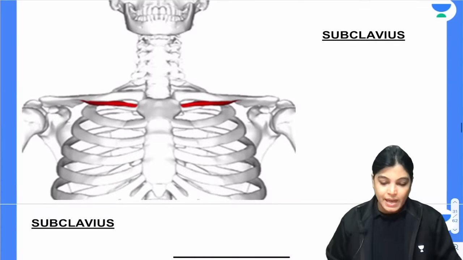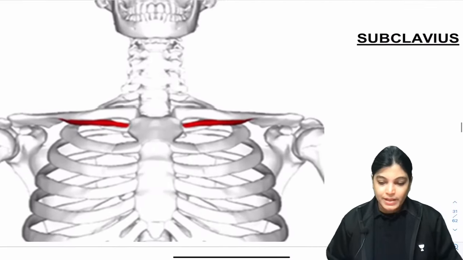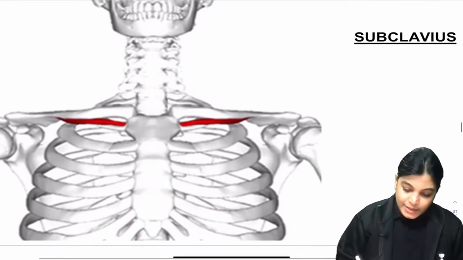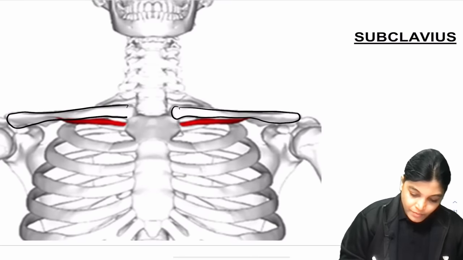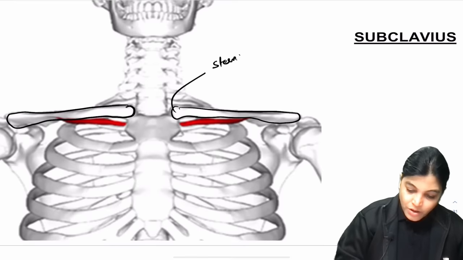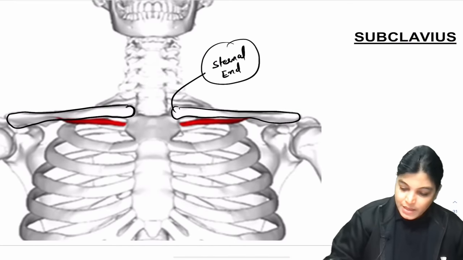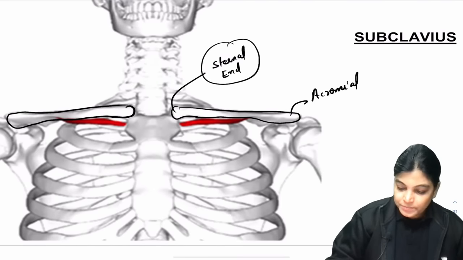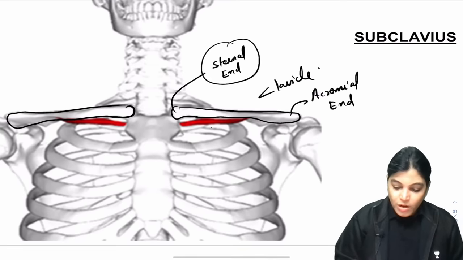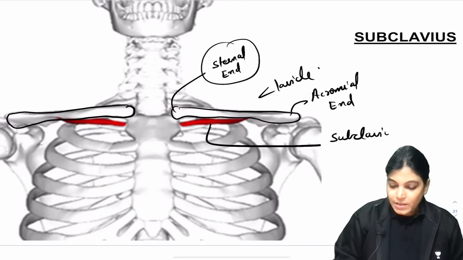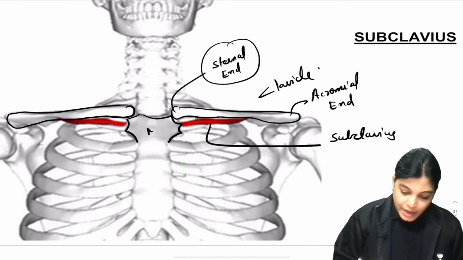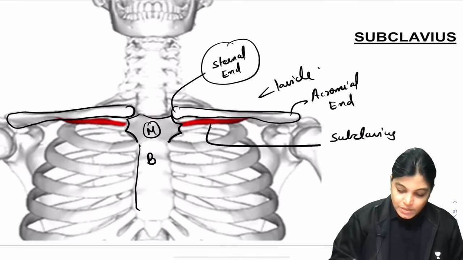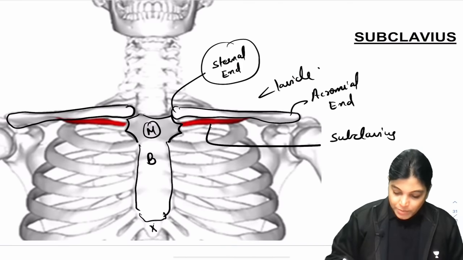Okay, so see this diagram. If I just enlarge this diagram, you can clearly see this structure which you are seeing is the subclavius muscle. This is the sternal end of the clavicle and this is the acromial or lateral end of the clavicle. On the inferior aspect of the clavicle, this small muscle is the subclavius muscle. This is the manubrium sterni, this is the body of the sternum and this is the xiphoid process of the sternum.